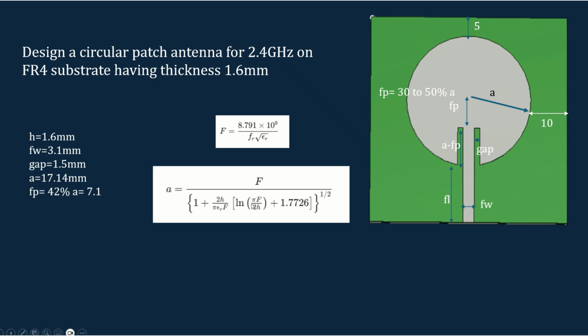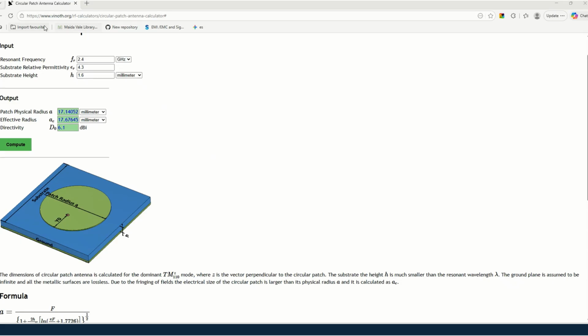So if you are not going to do the equation, there are some online calculators. I will show you which calculator we can use. So here I am using this online calculator. I will put the link in our description. And so I put the resonant frequency, epsilon r as it is FR4. The epsilon r is 4.3, height is 1.6 mm. So if you compute, you will be getting the effective radius and the actual physical radius. So this physical radius that we have to use for the design. So I'll be using 17.1 for our design.